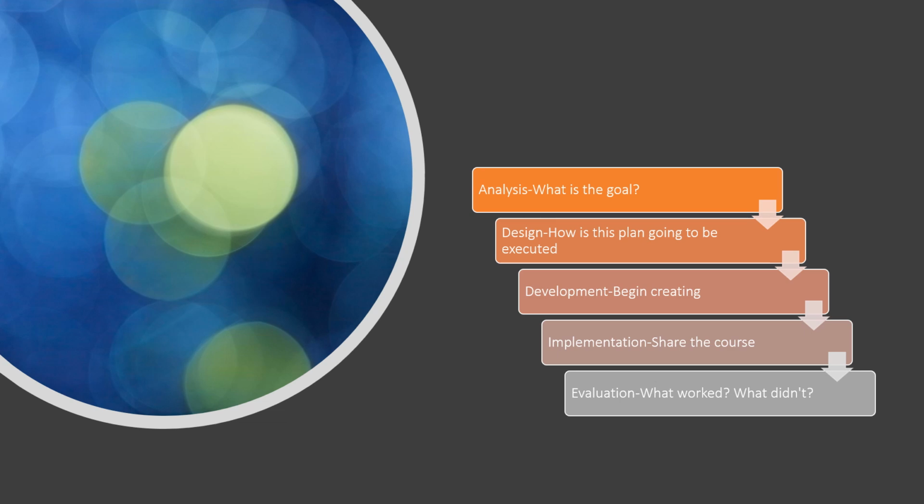Next, you're going to get into design. So that is asking, how is this going to be executed? How are we going to make this happen? So this is a very important part of the ADDIE process. During the design, storyboards may be put up or mock-ups so you can sort of have a visual representation of what this program could look like.